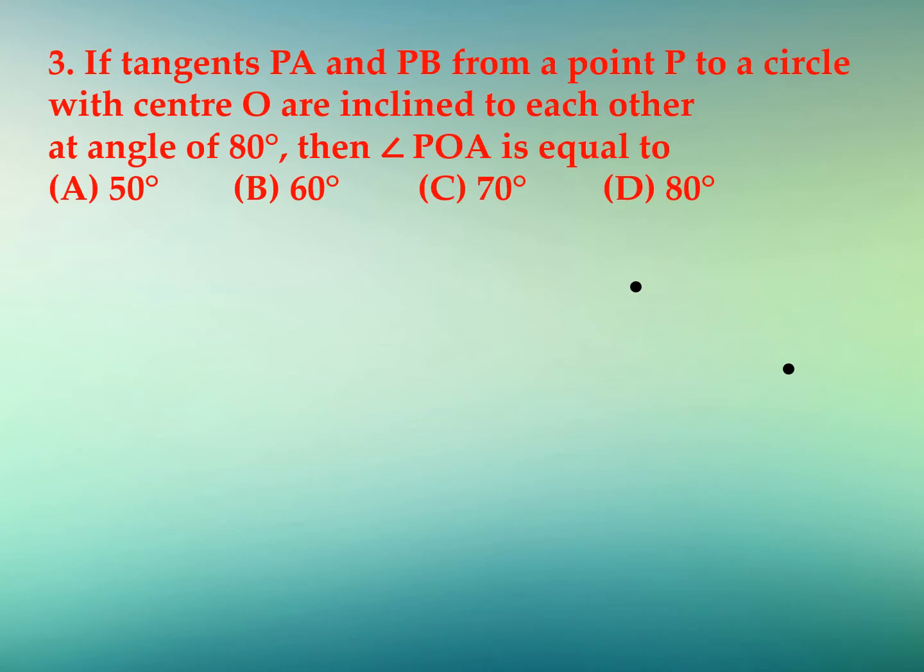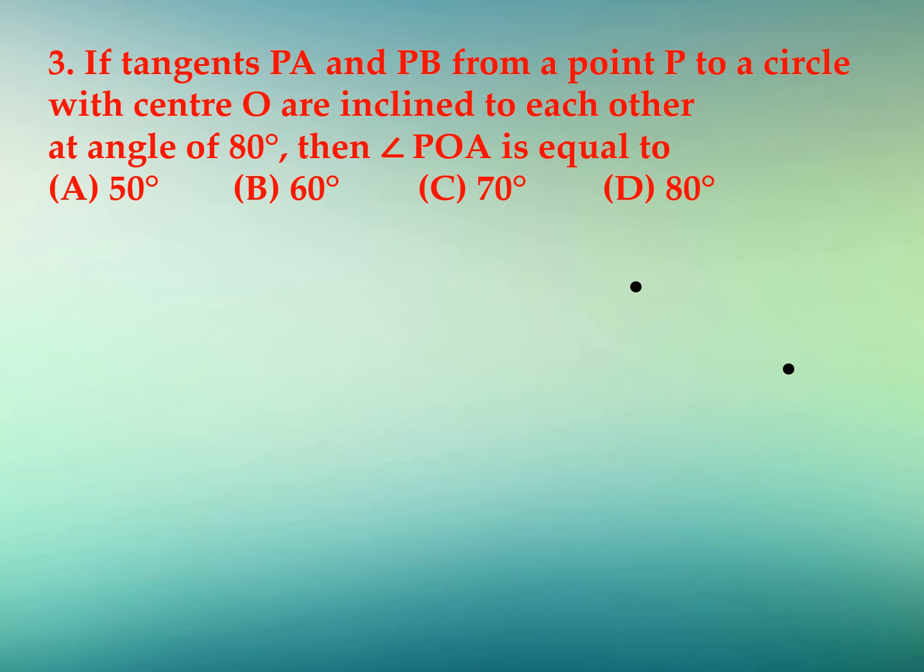Now here is a third problem of the same exercise, which says: if tangents PA and PB from a point P to a circle with center O are inclined to each other at an angle of 80 degrees, then angle POA is equal to either 50 degrees, 60 degrees, 70 degrees, or 80 degrees.